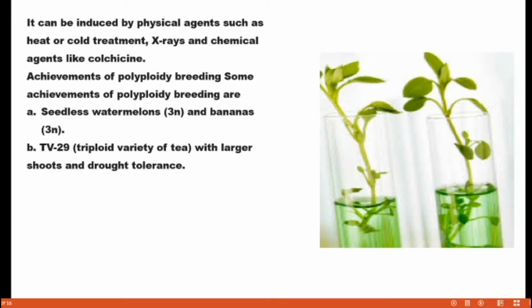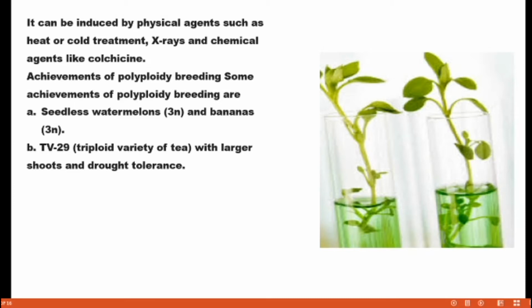We know that a watermelon has many seeds, which may feel uncomfortable while eating. So if we buy a seedless watermelon, that plant has gone through polyploidy breeding. They make the two nuclei, or diploid, become triploid, three nuclei. And banana is also the same.